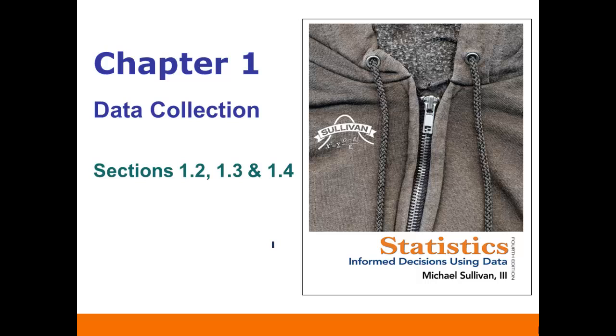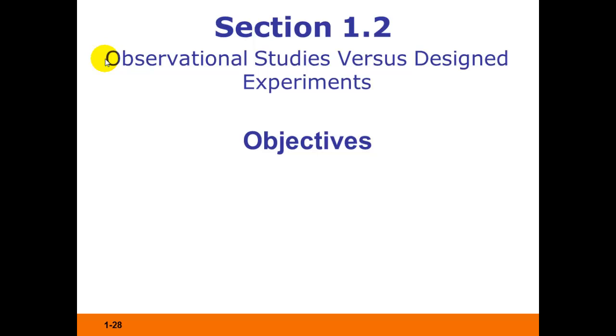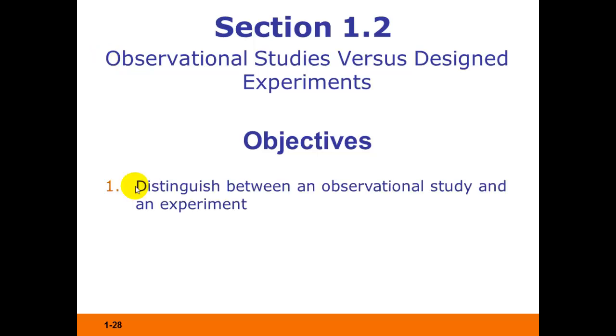This is the second video for Chapter 1, covering sections 1.2, 1.3, and 1.4. Section 1.2 talks about observational studies versus designed experiments. The only objective we're going to talk about in this section is to distinguish between an observational study and an experiment.